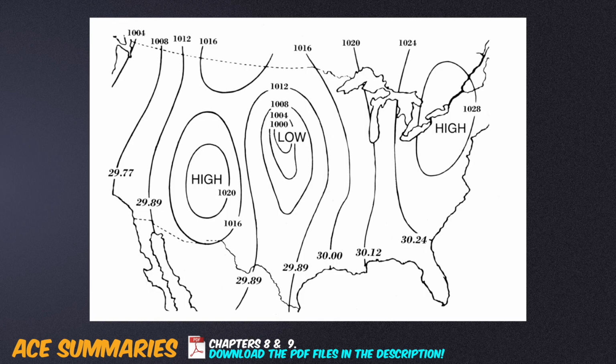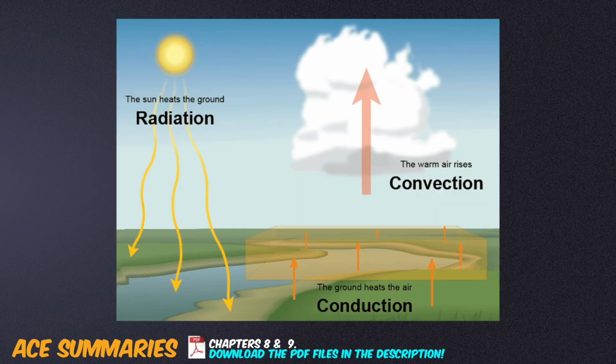Chapter 8, Meteorology. An isobar on a weather chart is a line that joins areas of equal sea level pressure. Heat is measured in calories. It is described as the amount of energy required to raise 1 gram of water by 1 degree Celsius.